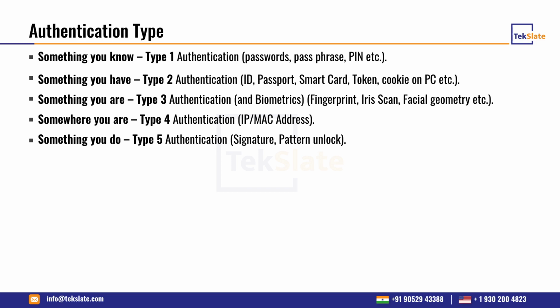Type 4 is somewhere you are, meaning a location or address. You are in a location. So how does the system identify your location? It identifies it with a MAC address or IP address, because every machine has its public IP, right?